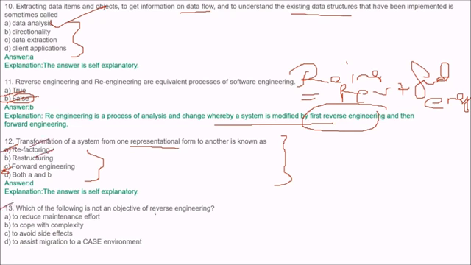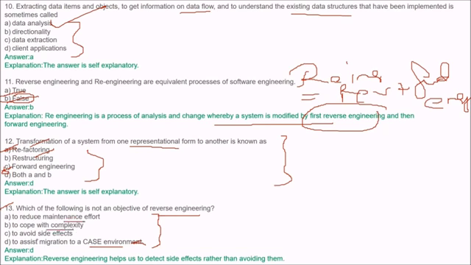Next is, which of the following is not an objective of reverse engineering? What is not the objective? These are options for you. The answer is to assist migration to case environment. No, because the objectives of reverse engineering can be to reduce maintenance effort, to cope with high complexity, and to avoid the side effects. So reverse engineering helps us to detect side effects rather than avoiding them.